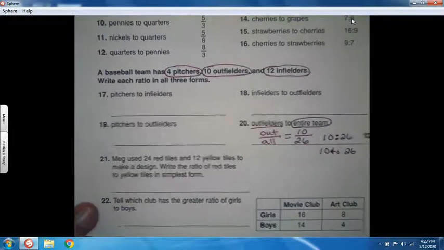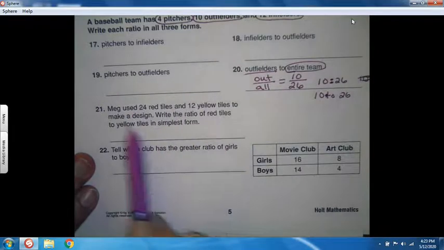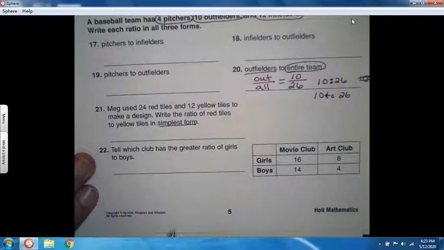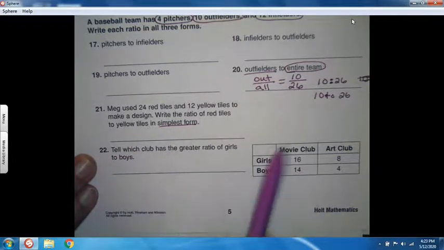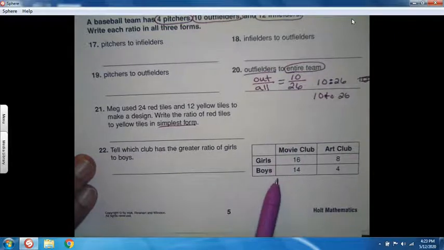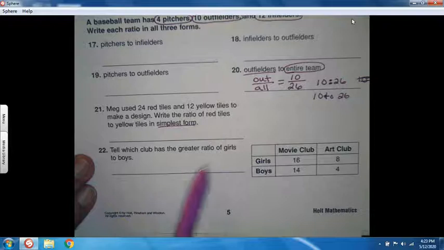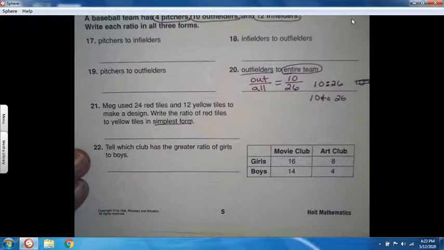Now down here, we're talking about red tiles and yellow tiles, and here they want simplest form. Don't forget that. And they want red to yellow. And then for number 22, they're using this chart over here. They've got a movie club and an art club. How many girls and boys in the movie club? How many girls and boys in the art club? They want the greater ratio of girls to boys. Which club? Now, you're going to have to simplify this. So let's do number 22 together, because they decided to be kind of tricky here.